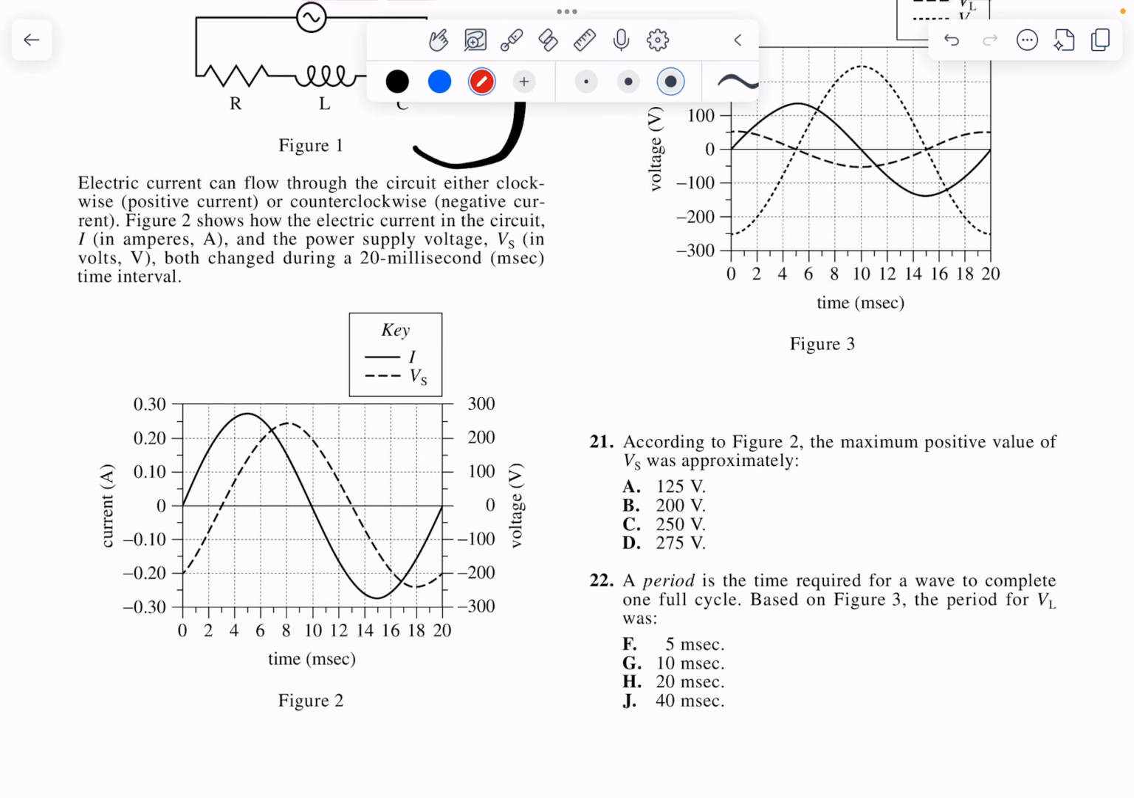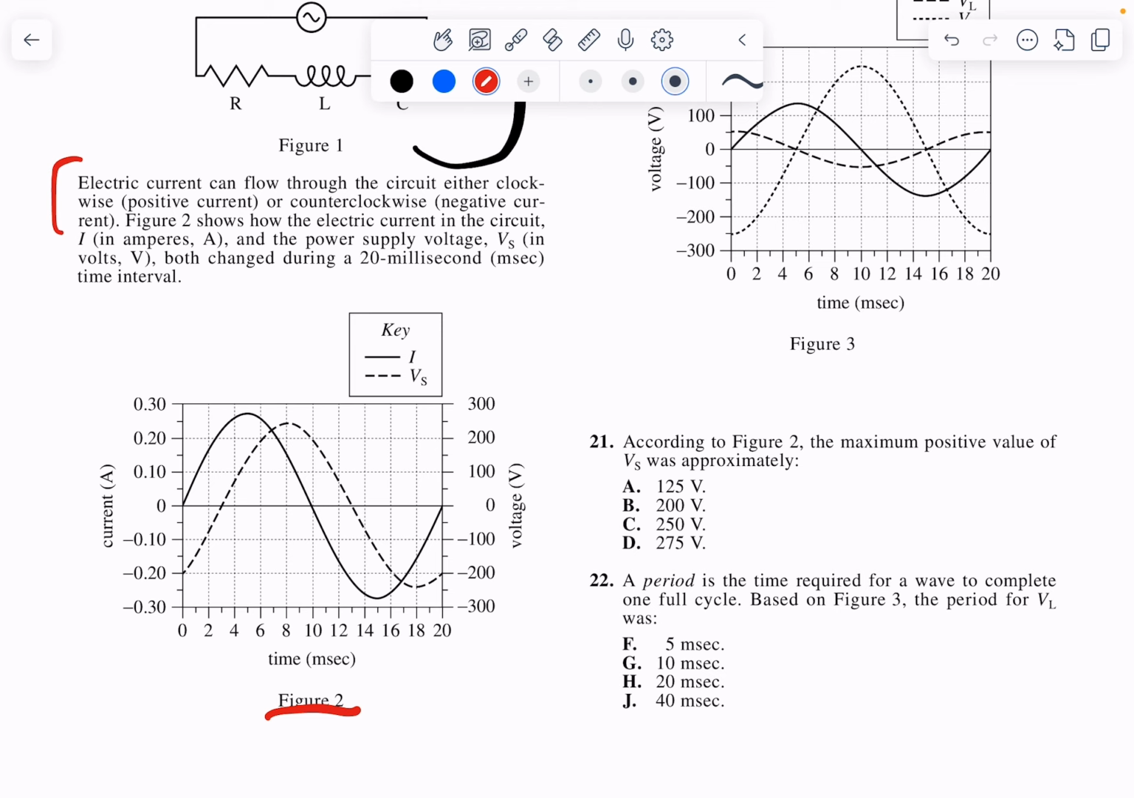This first one says, according to figure 2, the maximum positive value of Vs was approximately what? So let's take a look at figure 2 here. Let's go ahead and read the intro paragraph at this point. It says electric current can flow through the circuit either clockwise, a positive current, or counterclockwise, a negative current. Figure 2 shows how the electric current in the circuit, I in amperes, A, and the power supply voltage, Vs, in volts, change during a 20 millisecond time interval.